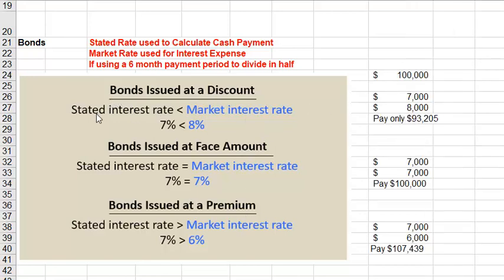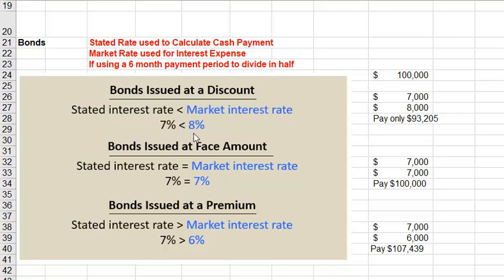For a discount, we have a market interest rate that is greater than our bond's stated interest rate. The stated interest rate on our bond, as we mentioned earlier, is the amount that we are willing to pay in our briefcases of cash or our cash payments. Let's do a simple example here. If we have a $100,000 bond and our stated interest rate is 7%, we are willing to pay $7,000, so 2 briefcases of cash of $3,500 to give us $7,000.